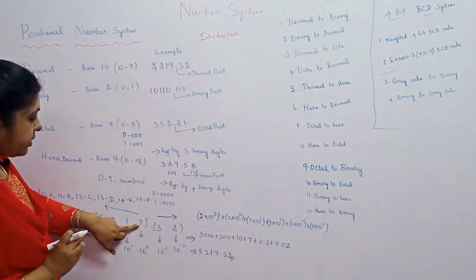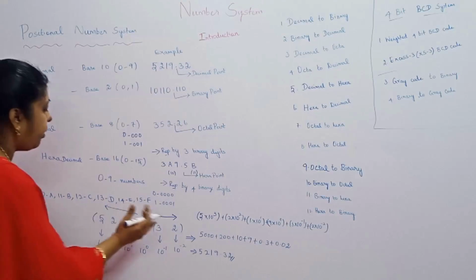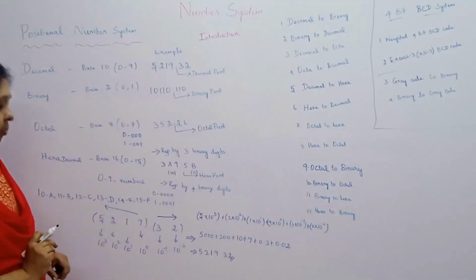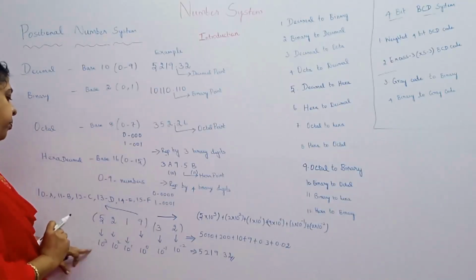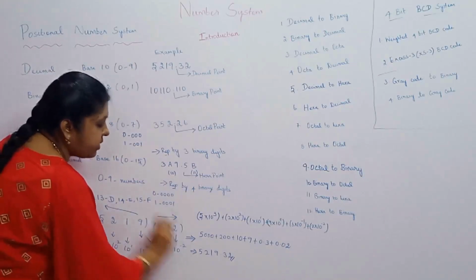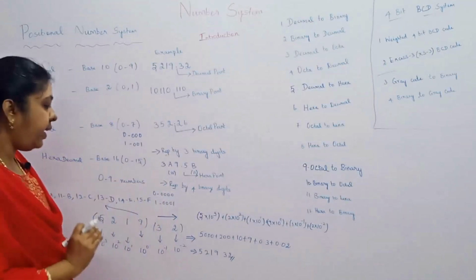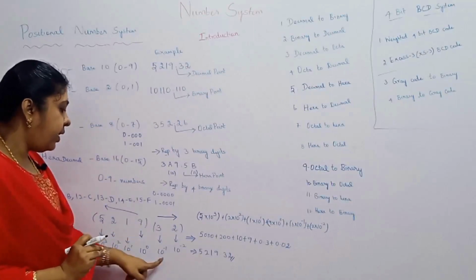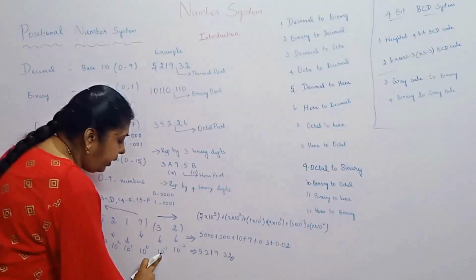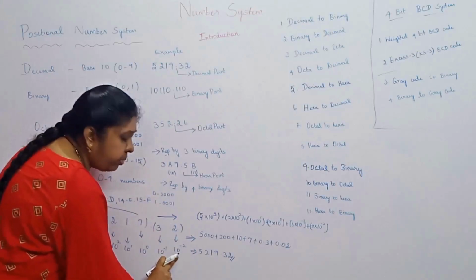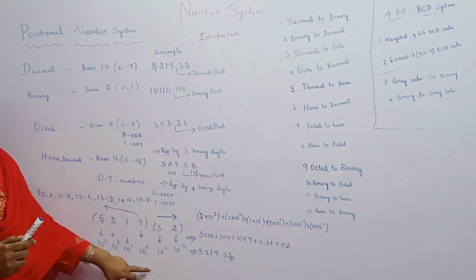So for 9, it is represented as 10 power 0. For 1, 10 power 1. The power keeps increasing as it moves on. For 2, 10 power 2, and for 5, 10 power 3. Then consider the fractional part. Here we have to move from left to right, increasing, and since it is a fraction, it is represented as a negative value, that is minus 1. So for 3, 10 power minus 1, and for 2, 10 power minus 2. These are the positional values given for each digit.